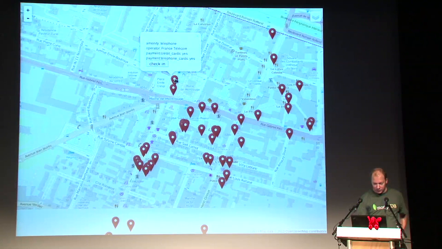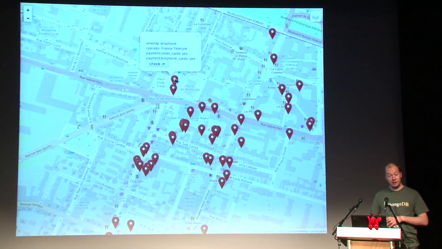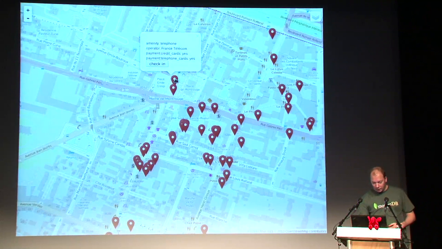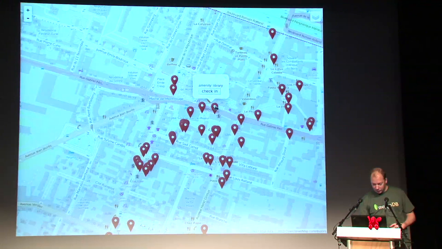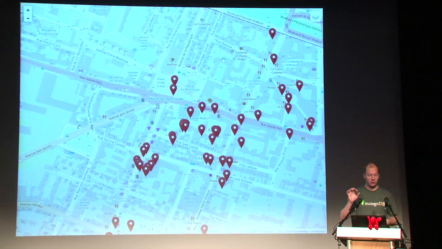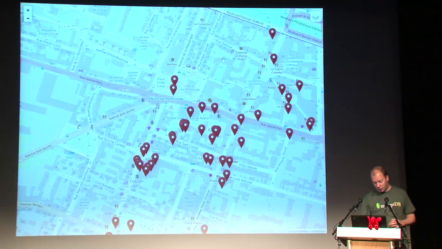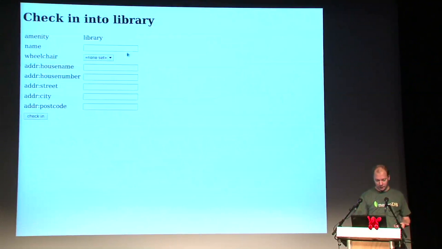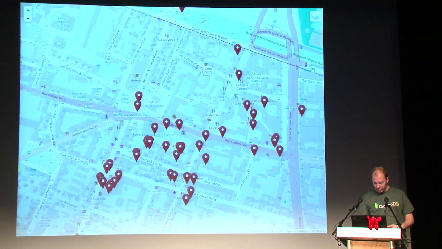So let me click on this one. What is this? It says amenity telephone. Apparently it's a phone box by France Telecom. Or what do we have here? We have a library without a name. The reason why things are red is that those are the points where OpenStreetMap doesn't have full information yet. Now, I haven't quite gotten all the way there where this whole application works. But for the library, if I click check in, then I can give it a name, right? And it's very simple to do. The more information you fill in about points of interest, the greener the icons get. This is just something that I've been working on to make it easy for people to add data. So that's just one thing.